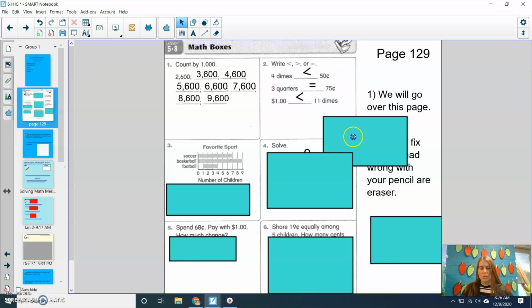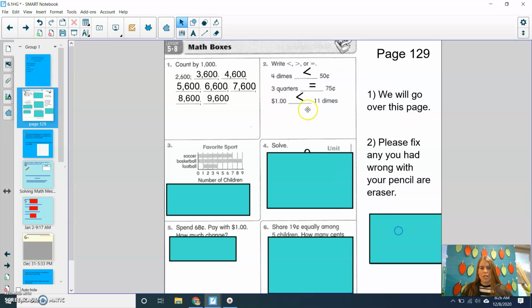For question 2, write less than, greater than, or equal to. So we know that 4 dimes would be less than 50 cents because 4 dimes would just be 40 cents. 3/4 is equal to 75 cents, and $1 is less than 11 dimes because it would take 10 dimes to be the same as $1. So 11 dimes would be $1.10.